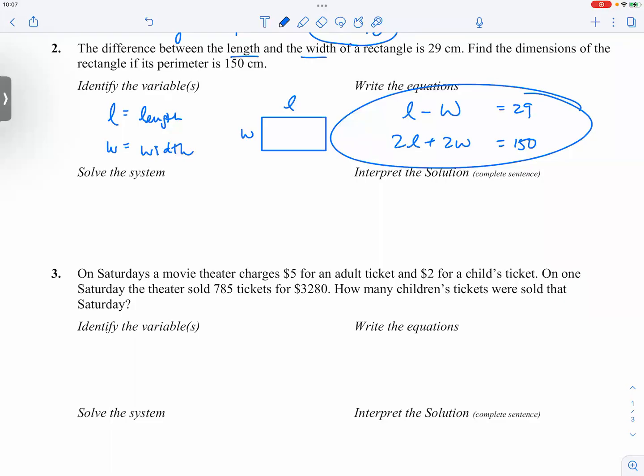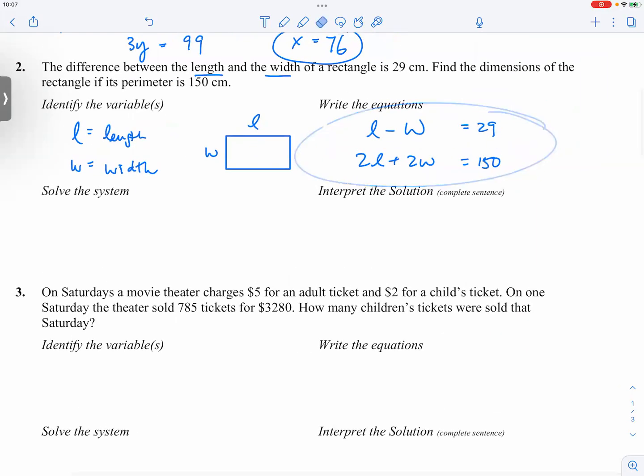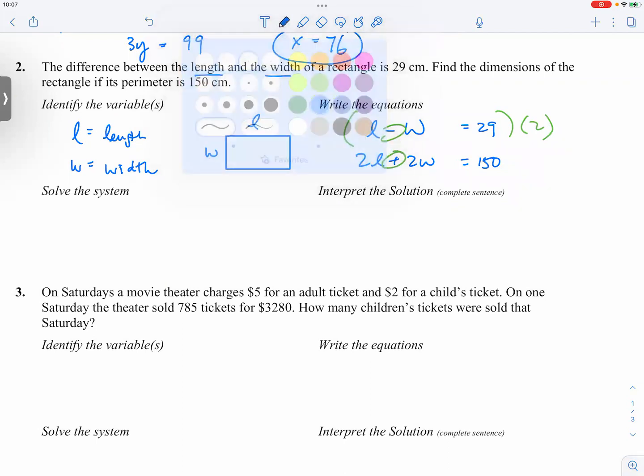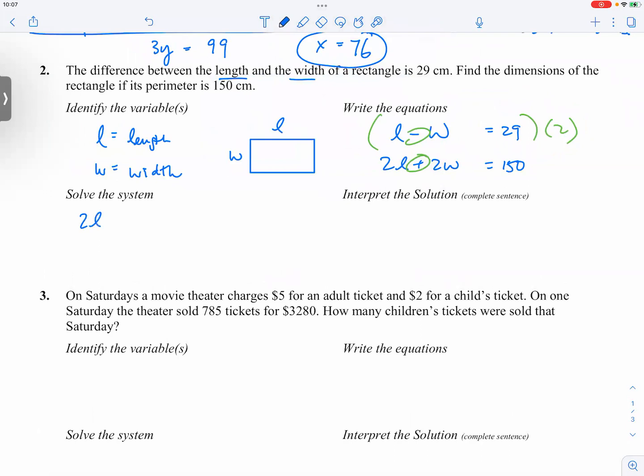All right, so to solve the system, you probably want to eliminate, I would say W, because you have a plus, you have a minus. That makes it really easy to eliminate. So you would multiply the top equation by 2. So 29 times 2 is 58. And you rewrite the bottom equation. So you go ahead and cancel out those 2 terms, and you have 4L equals 208.